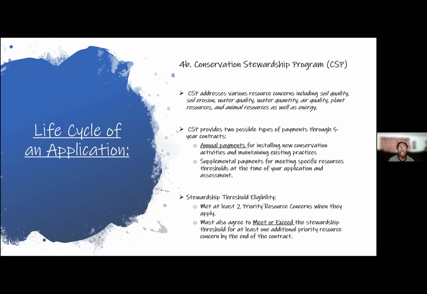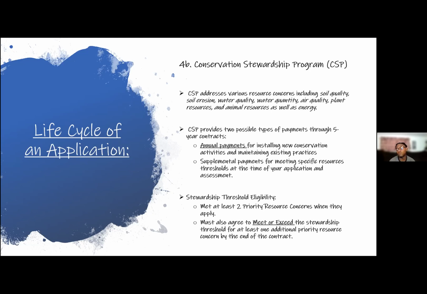So I would say CSP is a program for folks who have done the due diligence or worked with NRCS before. You've controlled and maintained some of these invasive issues or forest issues, and now it's just to encourage you to continue to do that, so you get payments to continue to do what you've been doing, and then adopt maybe 1 or 2 enhancements or practices that will take you a bit above and beyond your stewardship of the land. And the second payment is supplemental payments for meeting specific resource concern thresholds at the time of your application. So we'll go into threshold eligibility in this next section.